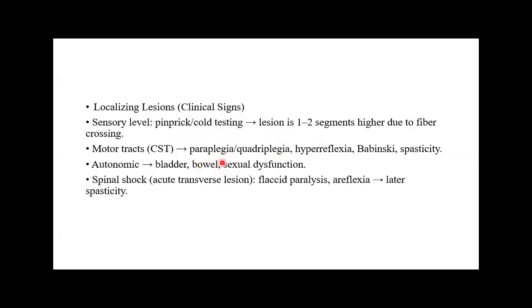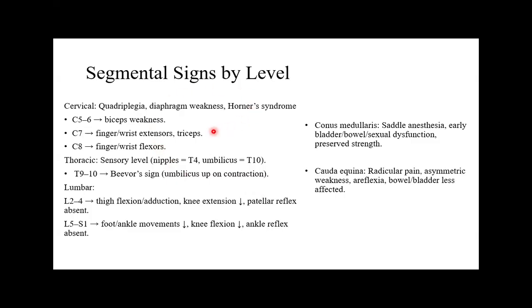Then motor tracts will present with paraplegia or quadriplegia, hyperreflexia, Babinski sign, extensor plantar response, and spasticity. Autonomic involvement will cause bowel, bladder and sexual dysfunction. And in spinal shock, in an acute transverse lesion, they will have flaccid paralysis, areflexia, and later spasticity. So for segmental signs, in a high cervical lesion, usually they will present with quadriplegia, diaphragm weakness, and Horner syndrome.